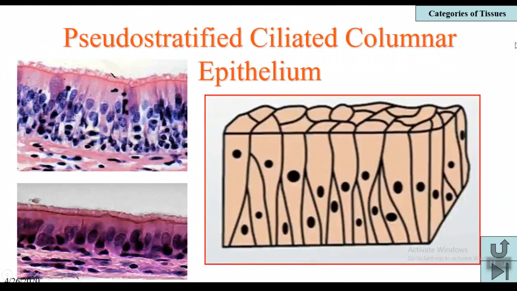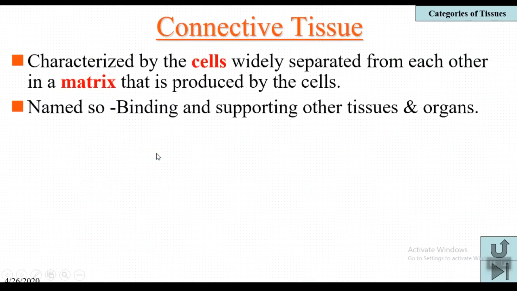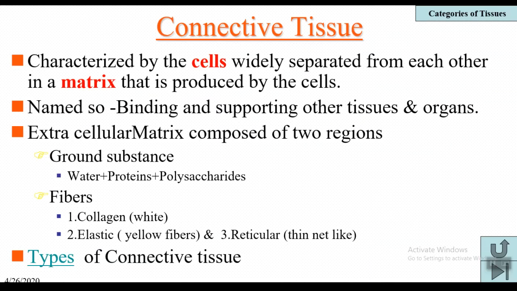Okay, type of epithelium. This finishes the epithelium. Let us now move to the second type of tissue, that is connective tissue. Connective tissue is characterized by the cells widely separated from each other in a matrix that is produced by the cells. Here, with regard to epithelium, the cells are tightly joined together, whereas in connective tissue, the cells are widely separated from each other in a matrix.